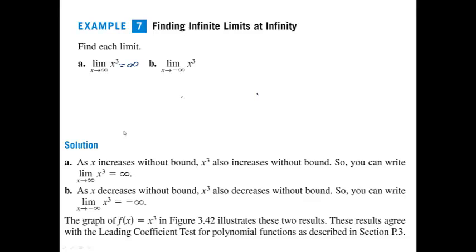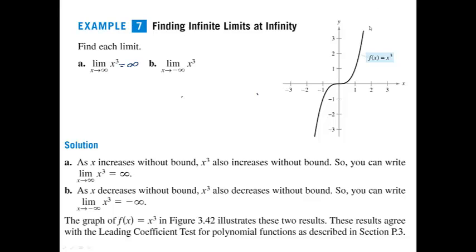Before we said the limit doesn't exist, but since this goes to infinity, the limit just goes to infinity. And on this side, it goes to negative infinity. As x increases without bound, the cube of x increases without bound. So we write that the limit as x goes to infinity of x cubed is equal to infinity. As x goes to infinity, the y value goes to infinity, and if x goes to negative infinity, the y value goes to negative infinity.